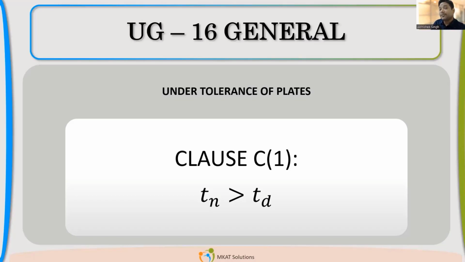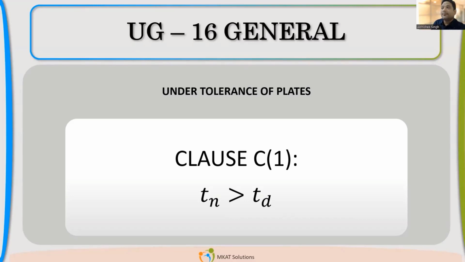So what the code says first, in C1, is that you cannot have your design thickness lower than the actual thickness. That is the first requirement. I hope you got it. Your nominal thickness, whatever you are selecting. Like if you want to order a 10 thick plate, then your design thickness should be lower than that.